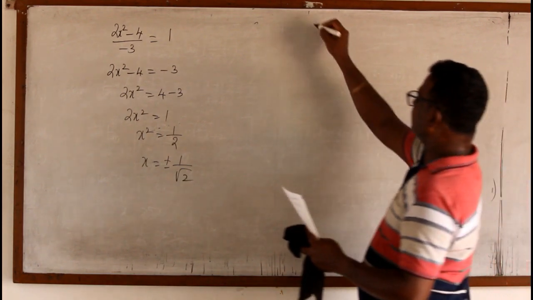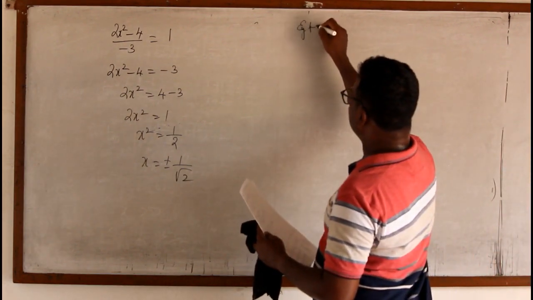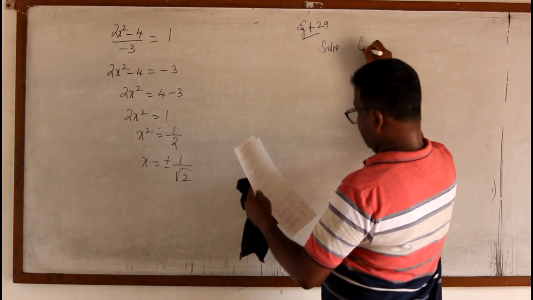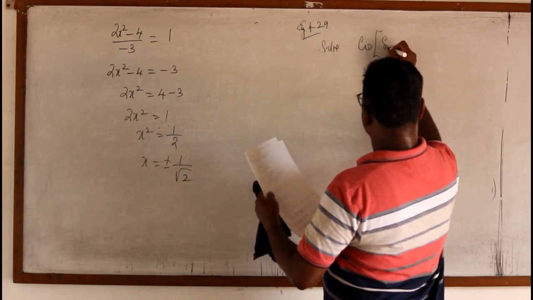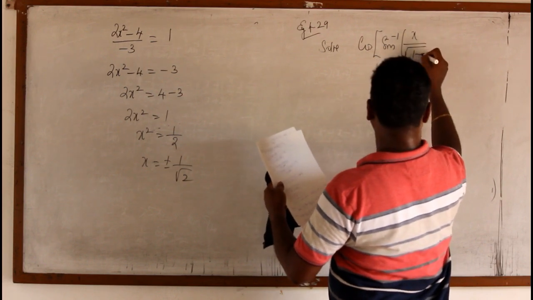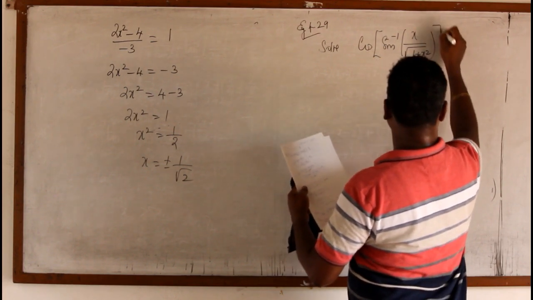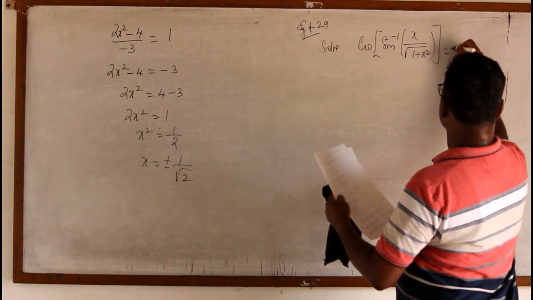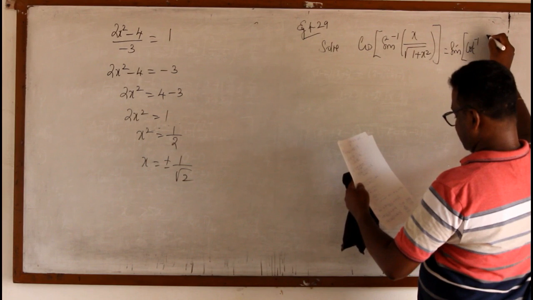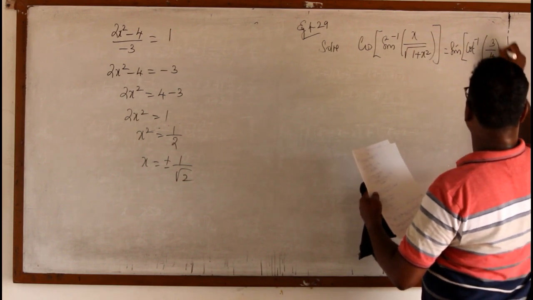Now example 4.29. Solve cos of sin inverse of x by root of 1 plus x square equal to sin of cot inverse of 3 by 4.